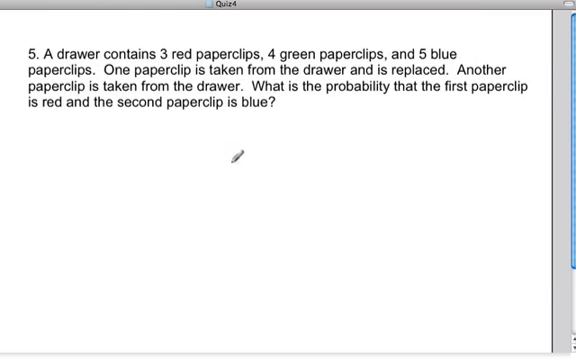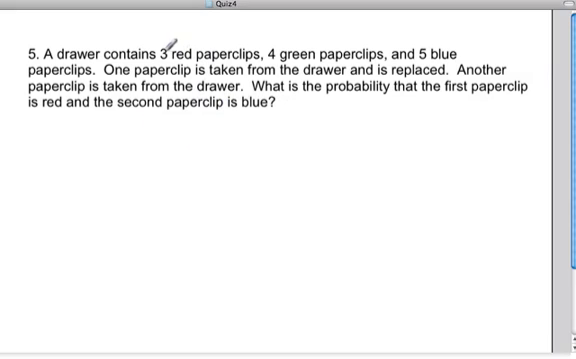The last question, and we could have done the first question like this as well. We have 3 red paper clips, 4 green paper clips, and 5 blue paper clips. 1 paper clip is drawn and replaced. Another paper clip is taken from the drawer. What is the probability that the first paper clip is red and the second paper clip is blue?